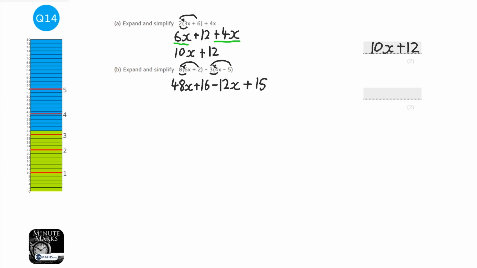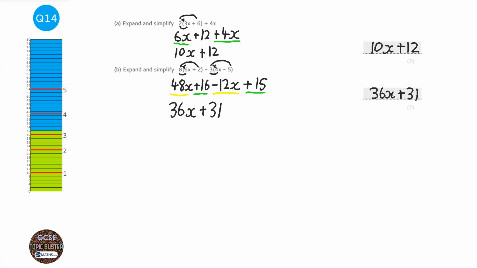Then we look for like terms, so we've got the 48x and the minus 12x, and we've got the plus 16 and the plus 15. So we want to do 48x take away 12x. So if we take away 2, it's 6. If we take away 10, it's 36x. Then we want to do 16 plus 15. Well, 15 plus 15 is 30, so that's going to be 31. So the answer is going to be 36x plus 31. Now the most common mistake is for that bit here. Sometimes students will write down negative 15.